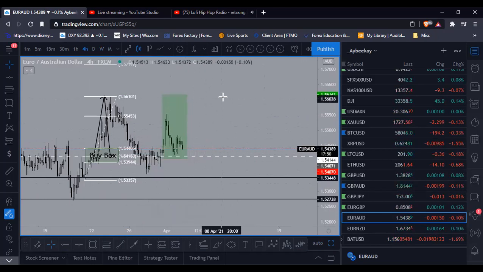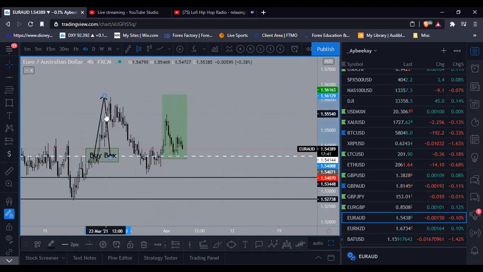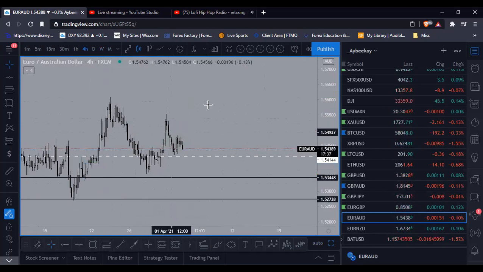I think it could keep going, but I mean, if you're not in the buy, don't get in it. Just wait at this point and see what price does, because I just personally see this continuing to fall, and especially if AUD USD is going to go bullish, this is going to keep falling.